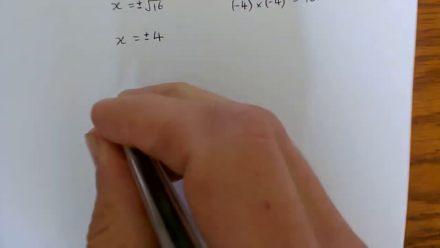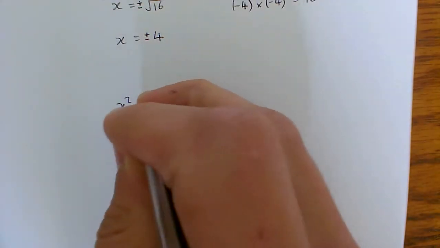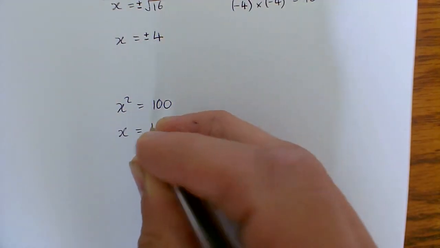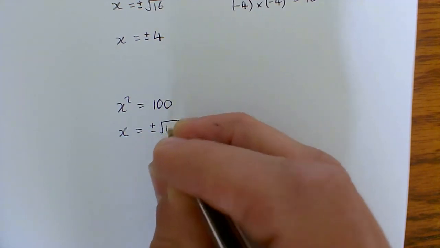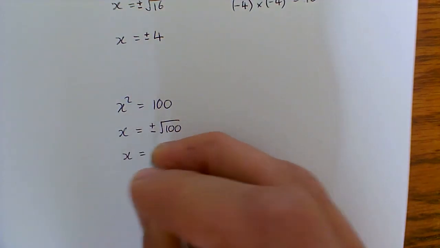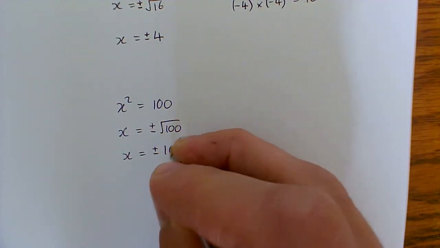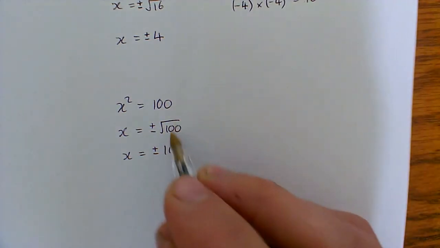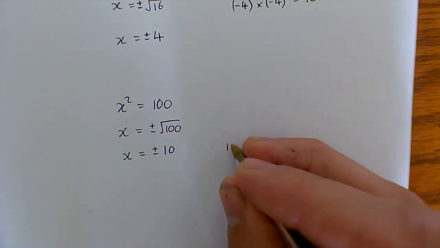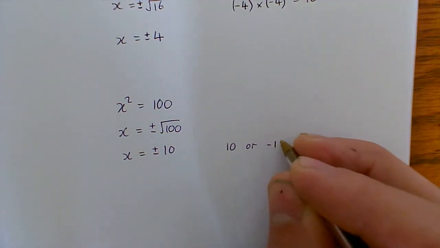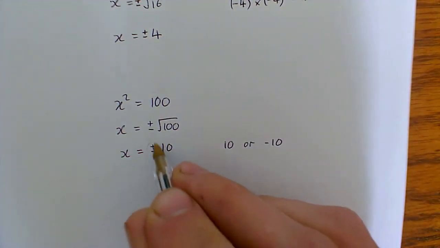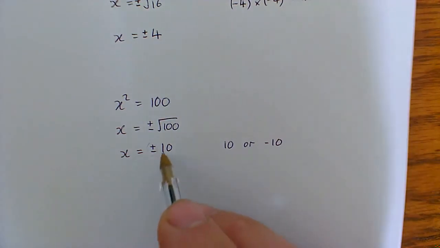Now, I'll do another little example for you. So we could have x squared equals 100. In that case, x equals plus or minus the square root of 100. So I'm square rooting both sides. And so x equals plus or minus 10, working out what the square root of 100 is. So that is our answer. Now, some people will write this as 10 or minus 10. I like to write it this way. It's just more compact. And so long as you know what the plus minus sign means, it's just easier to write.